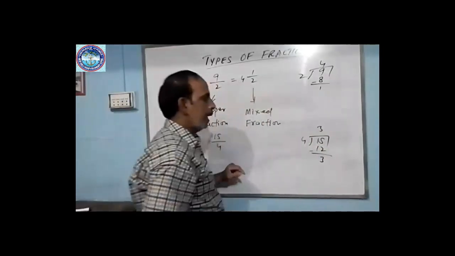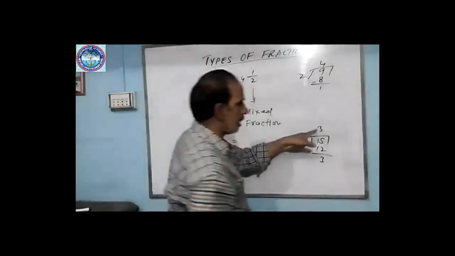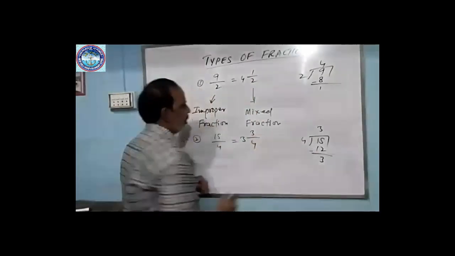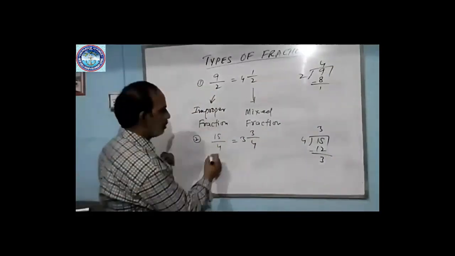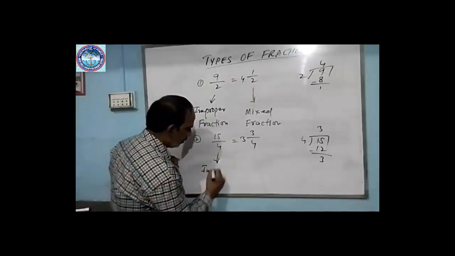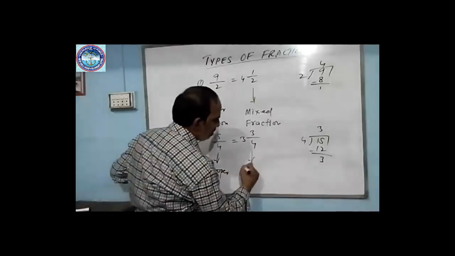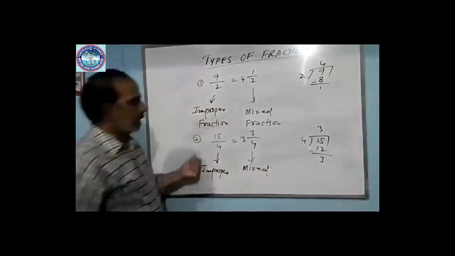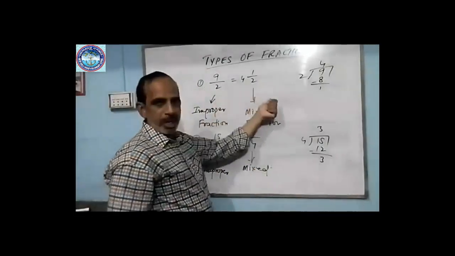It means that if we convert this improper fraction into a mixed fraction, it can be written as 3 whole 3 upon 4. So 3 whole 3 upon 4. Such a form is called a mixed fraction, and this is an improper fraction. So we converted this improper fraction into a mixed fraction. This is the conversion of an improper fraction into a mixed fraction.